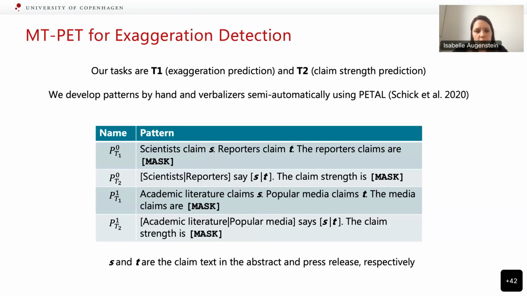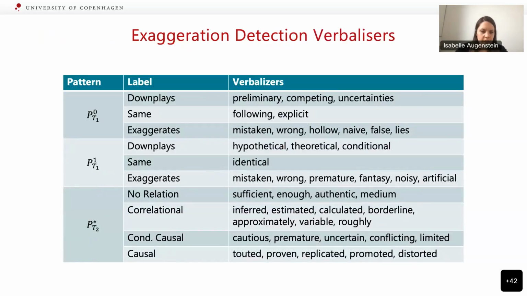And you can see even more differences when we look at the verbalizers. So for some of them, we have quite a lot of verbalizers. For example, for downplays, we have preliminary, competing, uncertainties, whereas for same, we just have identical.